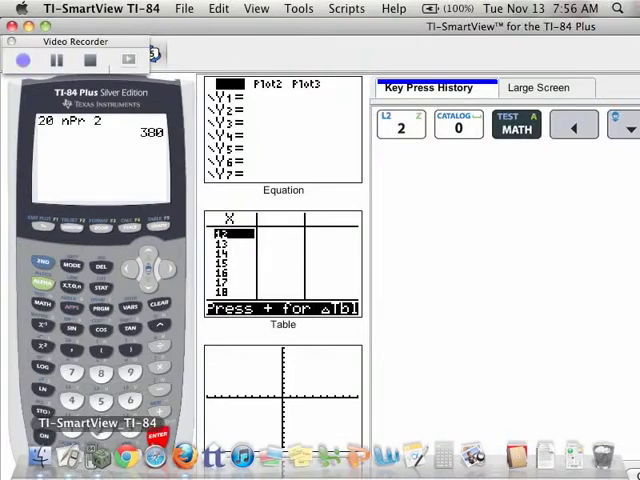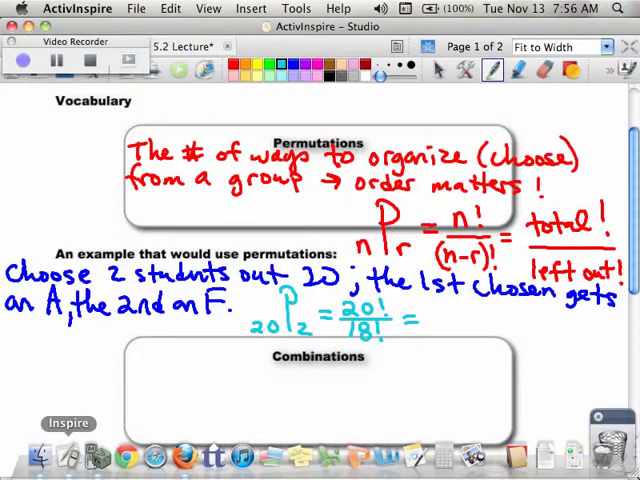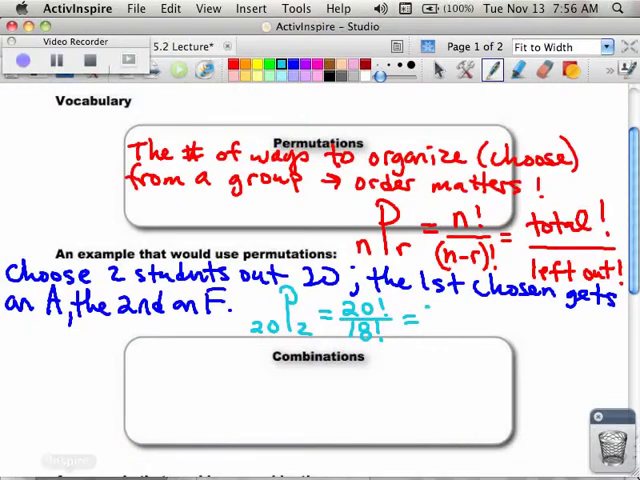So then I go back down to my notes and I write down 380. This is an example of choosing 2 students where the order matters, because whoever you chose first gets the A and whoever you chose second gets the F, which is different than the first person getting the F and the second person getting the A. Whenever it matters that you do it in a certain order, you use the P button.